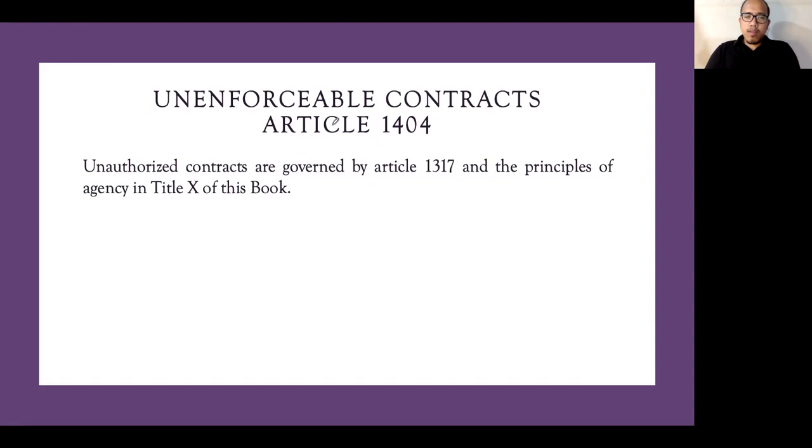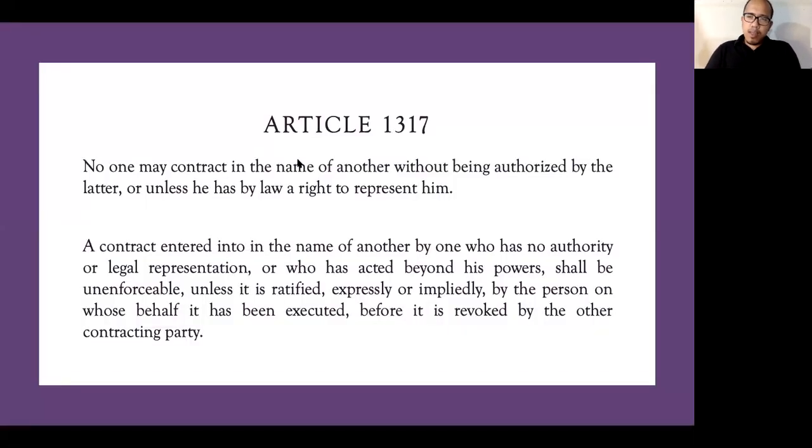1404, unauthorized contracts are governed by Article 1317 and the principles of agency entitled Title 10 of this book. Okay. 1317, unauthorized contract. To recall, ang sabi ng Article 1317, no one may contract in the name of another without being authorized by the latter or unless he has by law a right to represent him. A contract entered into in the name of another person who has no authority or legal representation and who has acted beyond his power shall be unenforceable unless ratified, expressed, or implied by the person in whose behalf the contract has been executed before its revocation.